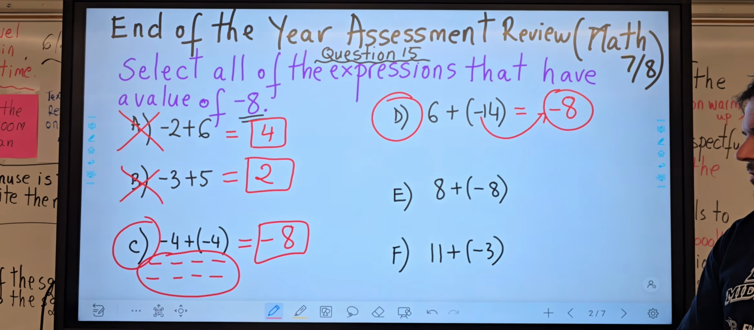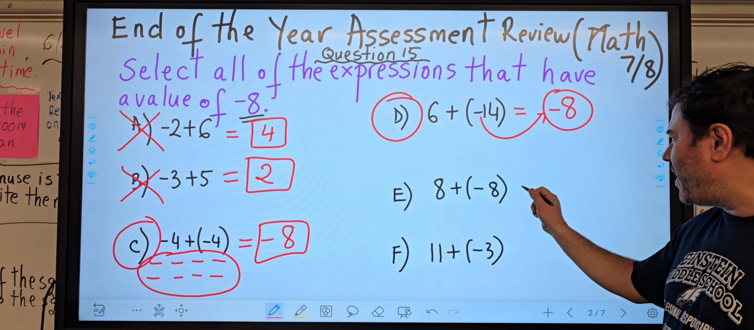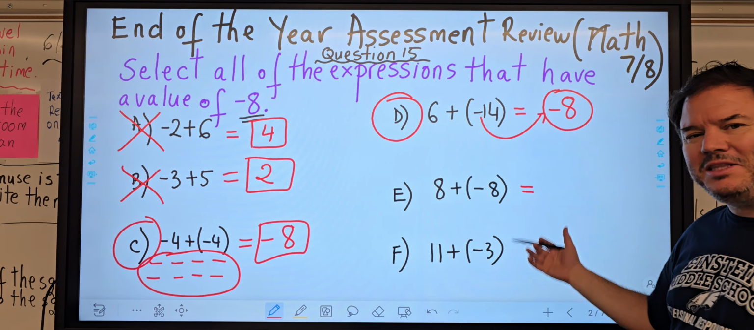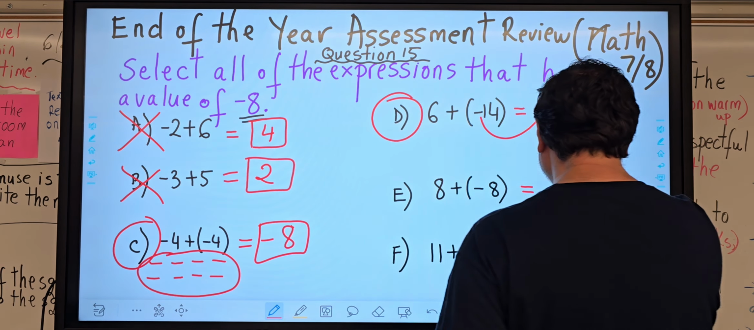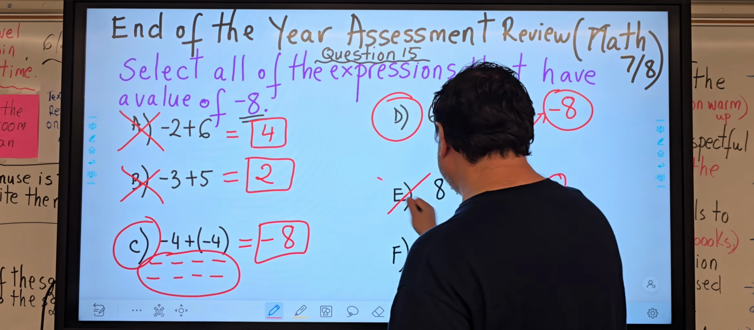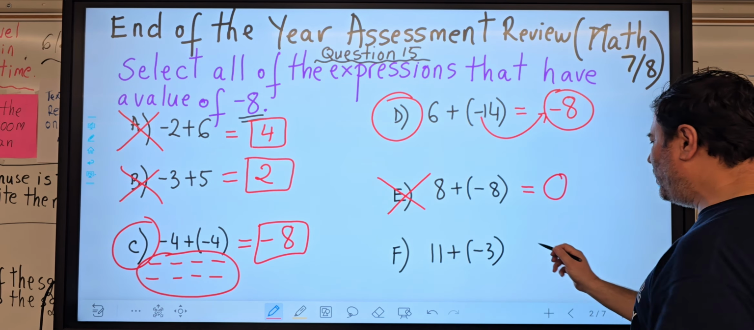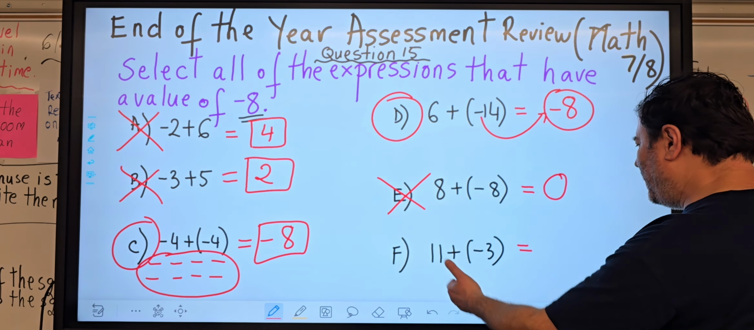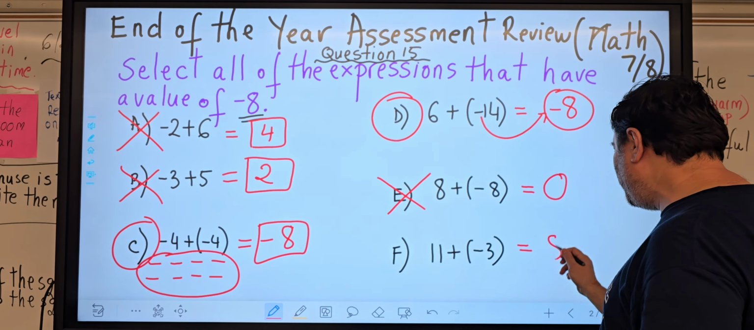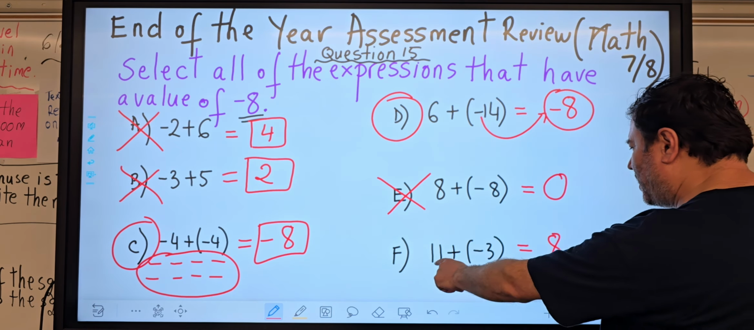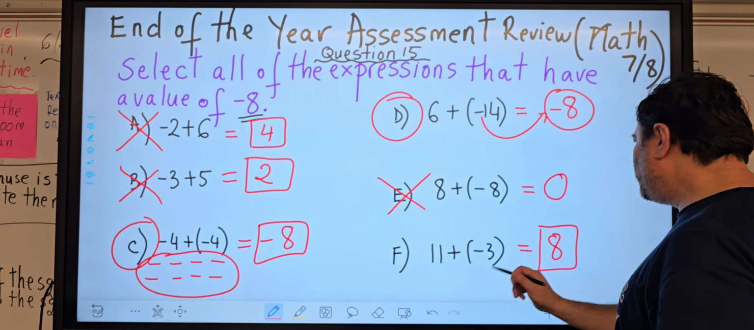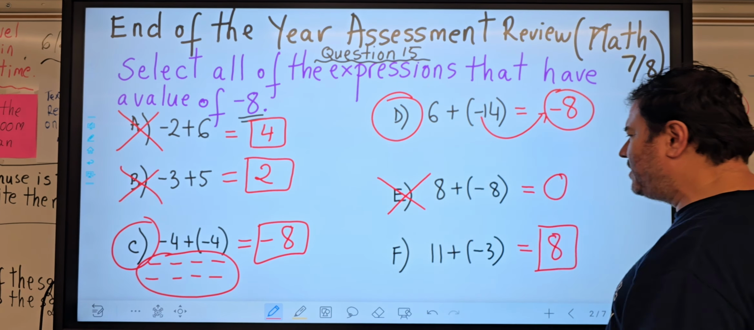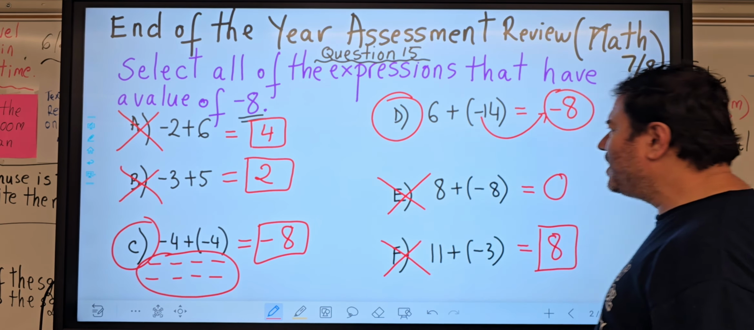Let's continue with E now. Opposite sign subtract. 8 plus -8. In that case, we get 0, right? 0, and E cannot be the answer. And finally, if we take away 3 from 11, we get +8, right? Opposite sign subtract, and the larger number is 11, which is positive. So we get 8, and it's not -8, and F cannot be the answer.